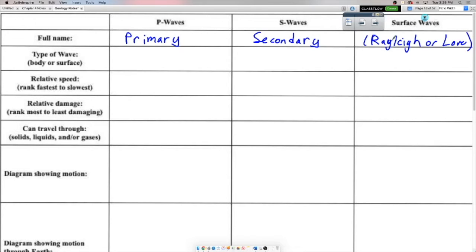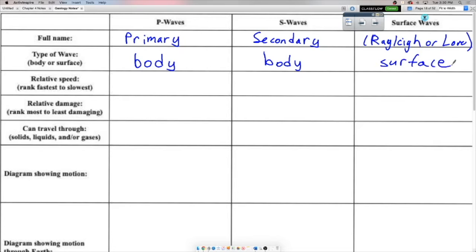Okay, now we're going to classify these all by whether they're body or surface waves. So P waves and S waves. Remember what those were? Those were both body waves. Okay, they were the two types. Obviously, what's a surface wave? Well, that's going to be a surface wave. Rayleigh and Love are both surface waves, and that's all we really need to know.